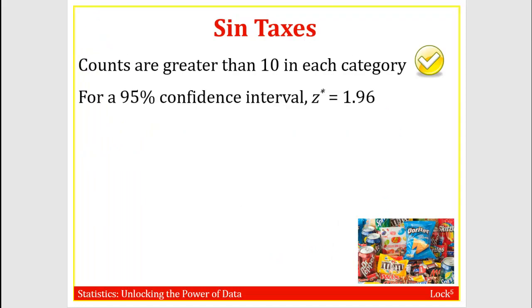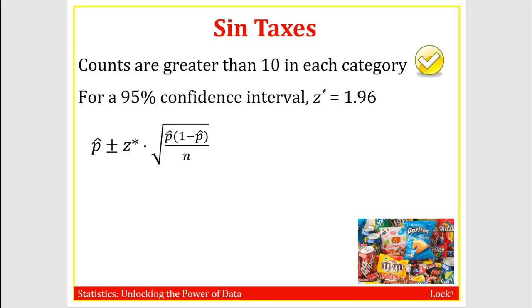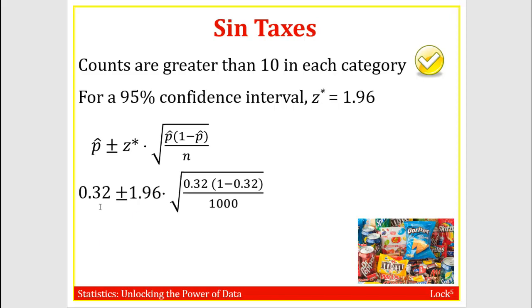Next, I'm going to find my z-star. If you recall from earlier in the video, we saw that z-star for 95% confident was 1.96. Now I have my confidence interval formula and I'm ready to plug in all those values that I know. So I plug in 0.32 for my p hat, 1.96 for my z-star, and 1,000 for my n, and I get a formula that looks like this.